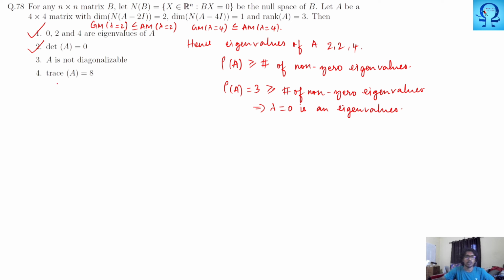Okay, coming to the diagonalizability, here AM of lambda equals 2 is 2 and GM is 2. Therefore, the AM and GM are the same, right? Hence, the matrix has to be diagonalizable. Claiming it is not diagonalizable is wrong. And the eigenvalues are 0, 2 twice and 4 once. Therefore, the trace is 8. That is right.